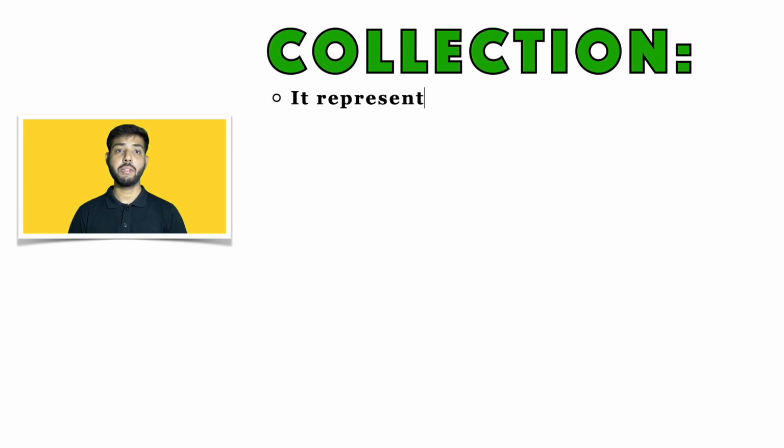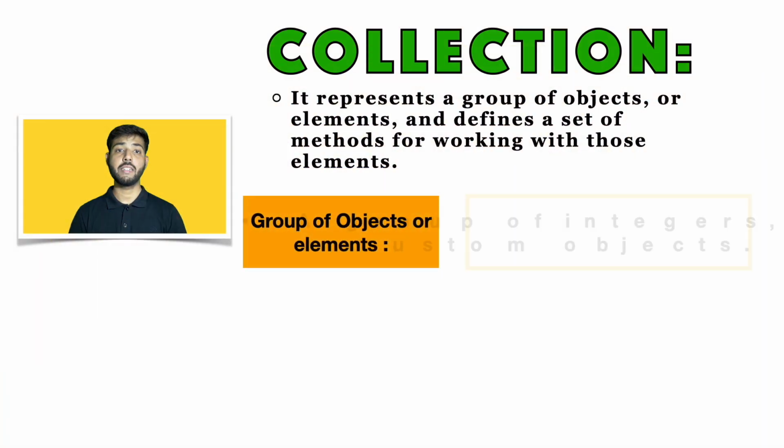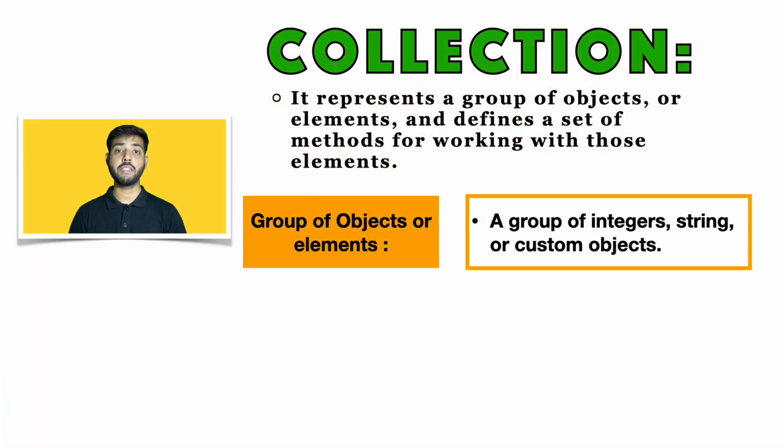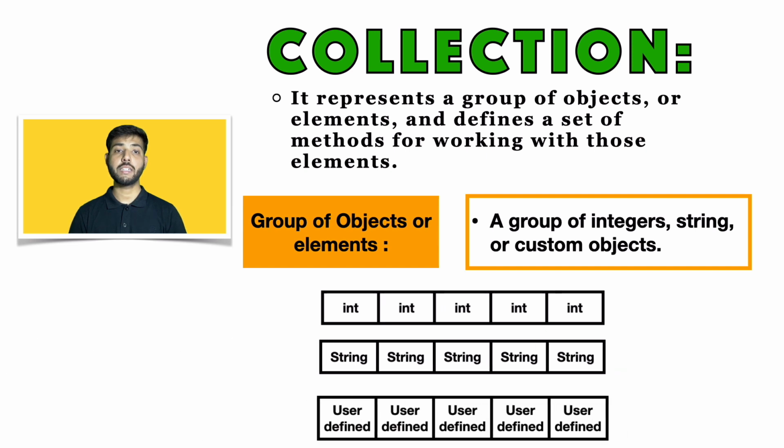Well, let's start with the definition of collection. Simply put, it represents a group of objects or elements and defines a set of methods for working with those elements. Here, group of objects or elements refer to a group of integers, strings, or custom objects.